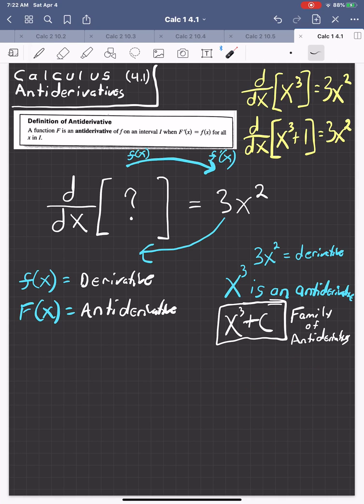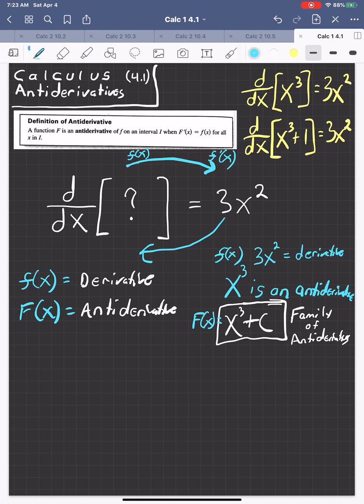So all we have to know is, let's go ahead and use the f and capital F. Lowercase f of x, that's the derivative. That's what you're going to start with now. And we're going to work our way backwards to capital F of x, which is our antiderivatives.